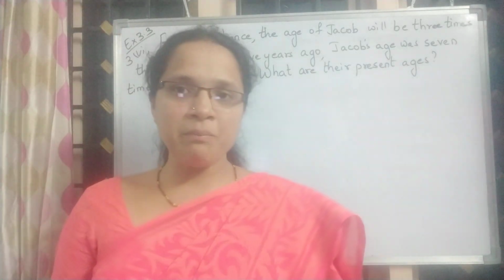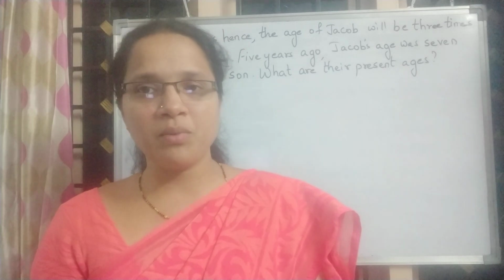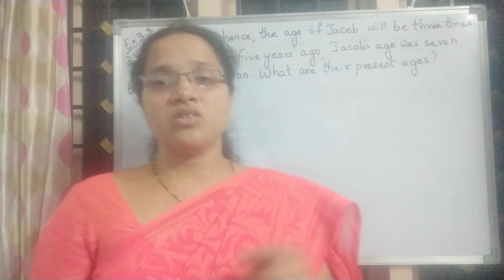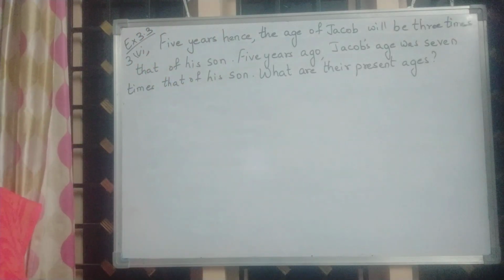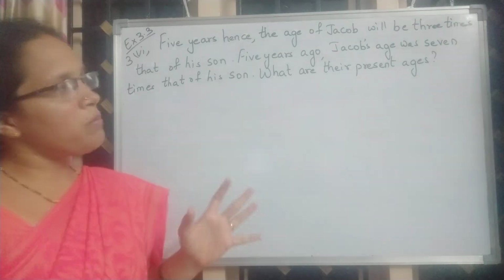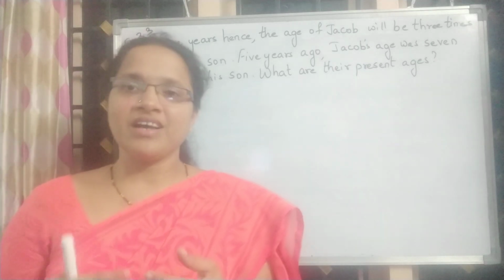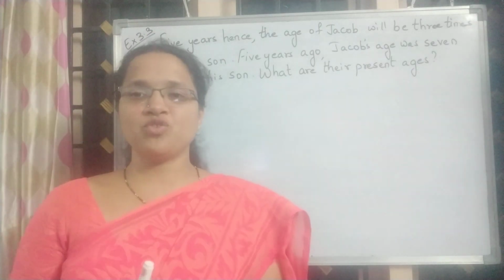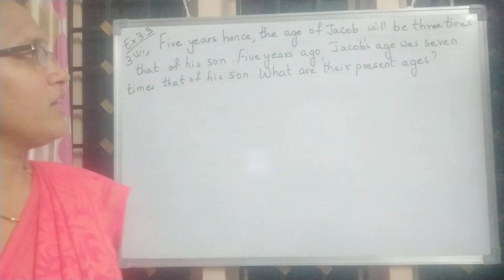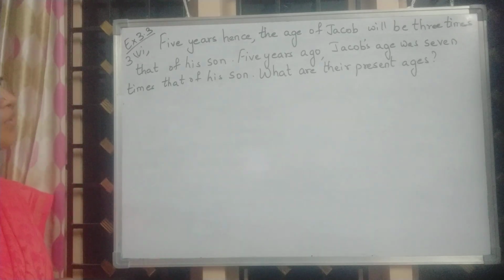So I'm here again back for you with another word problem, which is from exercise 3.3. Third Roman number, sixth problem. Yes. So there's a word problem related to ages. Many of you are confused about how to take these into variables and solve them to find the ages. So let us read the question from here.